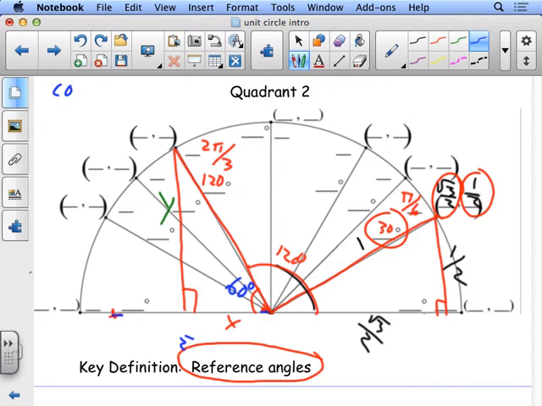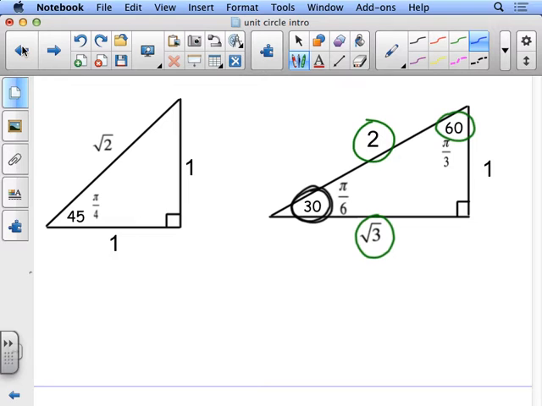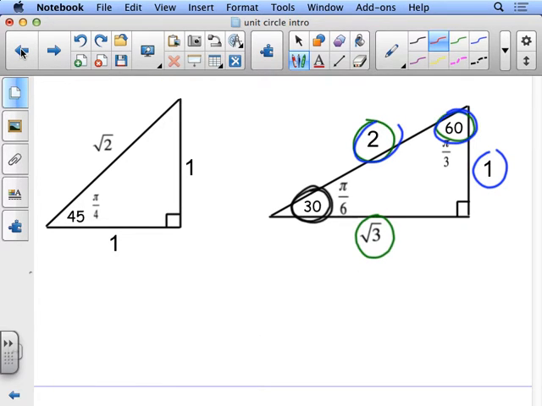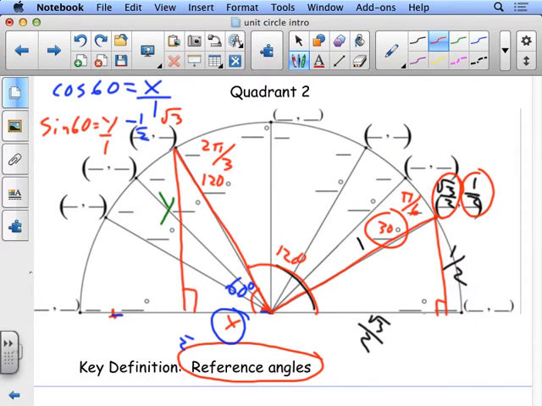So we're going to go cosine of 60 degrees will equal my x, adjacent over hypotenuse, which is 1. Cosine of 60, come back here, is 1 over 2. That's where we end up here. But because it's in the negative direction, it's a negative x, negative 1 over 2. We do sine of 60 equals y over 1. Go back to here, sine of 60 degrees, opposite over hypotenuse. We get square root of 3 over 2.